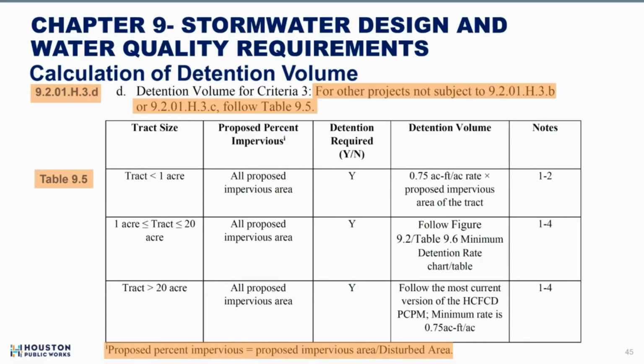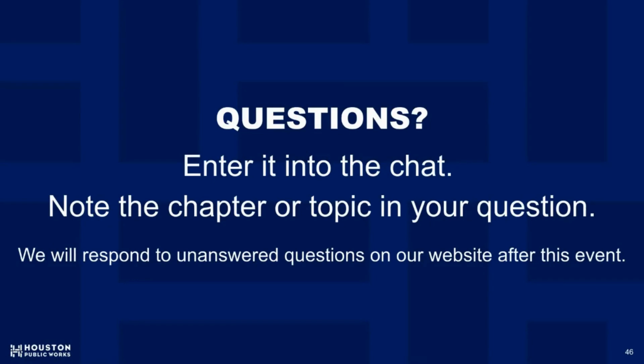The proposed percent impervious is the proposed impervious area over disturbed area. This part has been added to provide clarity to our customers when they are trying to come up with percent impervious. So this concludes the summary of changes to chapter 9 in the IDM 2023. We are now open to any questions you all have.